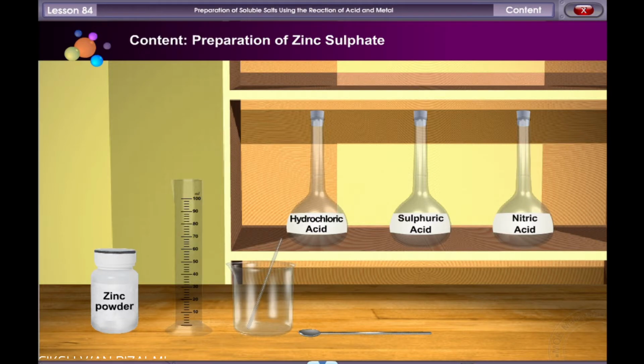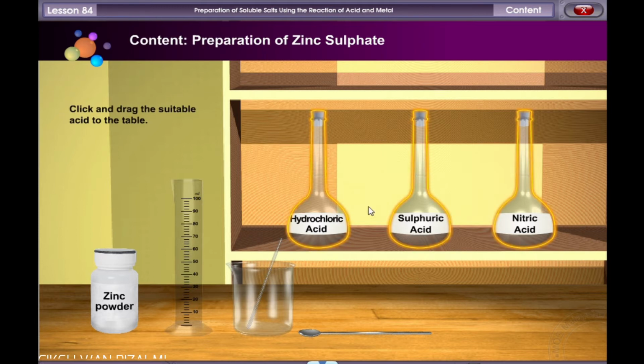Now prepare zinc sulfate salt. You are given some zinc powder. Can you suggest the name of an acid needed to prepare the salt? Select the acid and put it on the table to start the experiment.